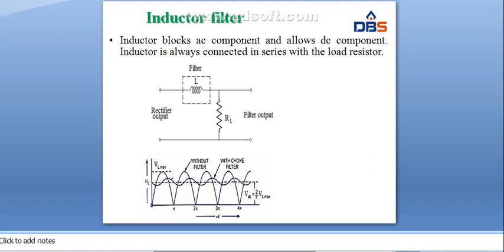So here, when the output of the rectifier passes through an inductor, it blocks the AC component and allows only the DC component. The inductor is always connected in series with the load resistor. Actually, the rectifier output contains both AC and DC. The inductor blocks the AC component here itself, then it allows the DC component to the load.